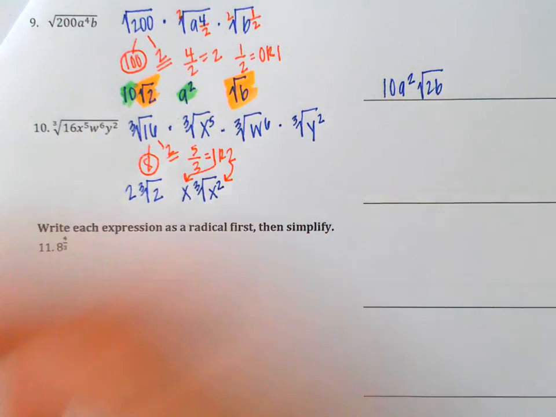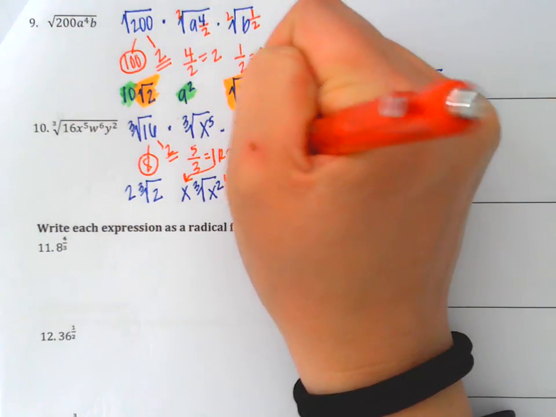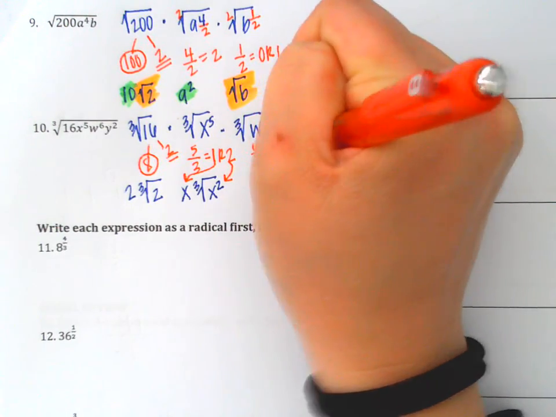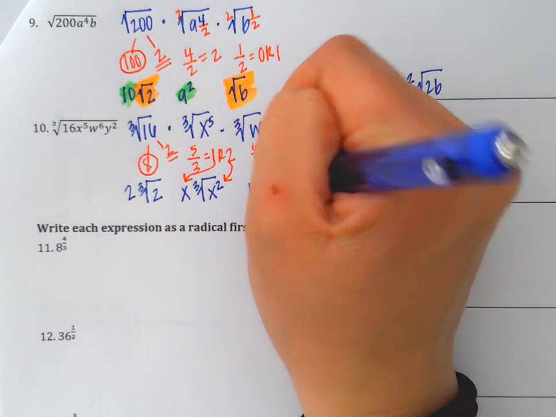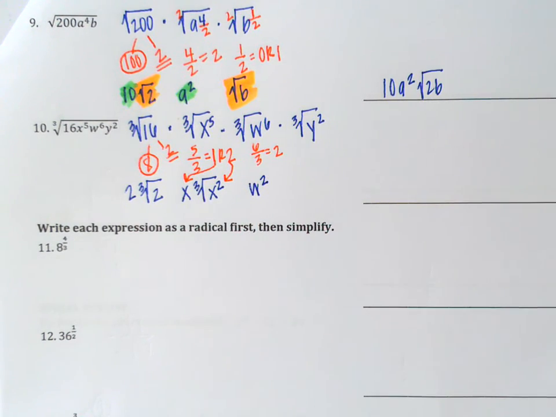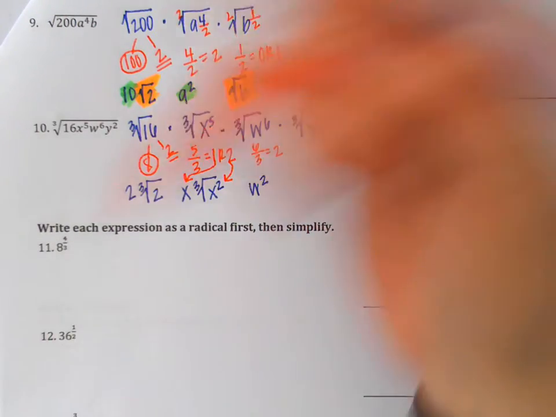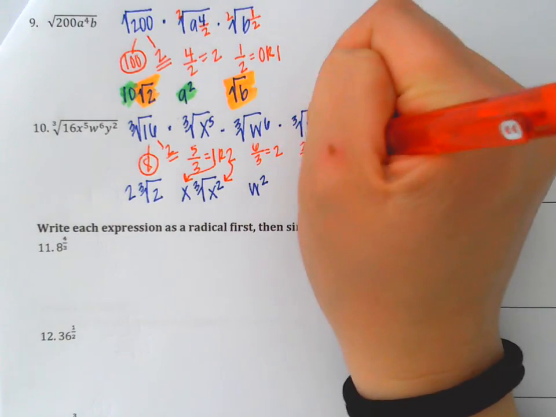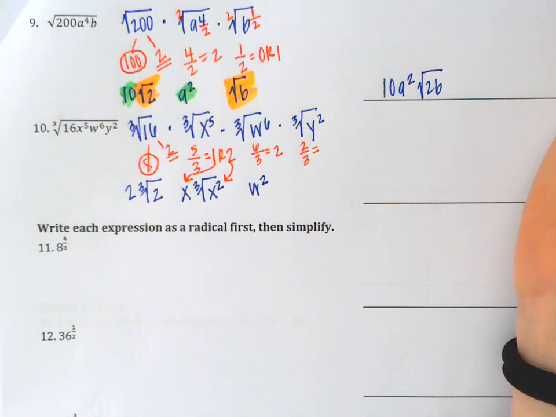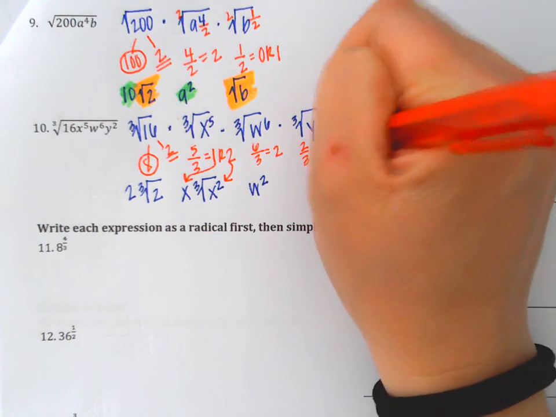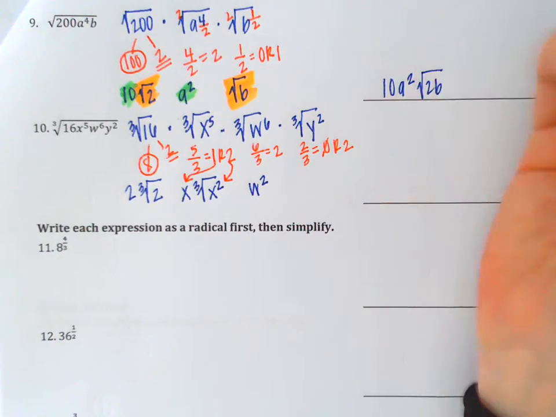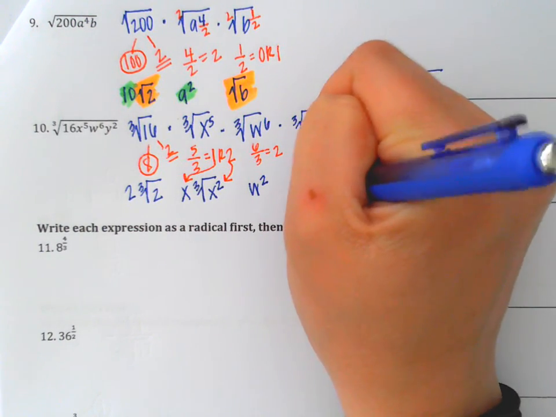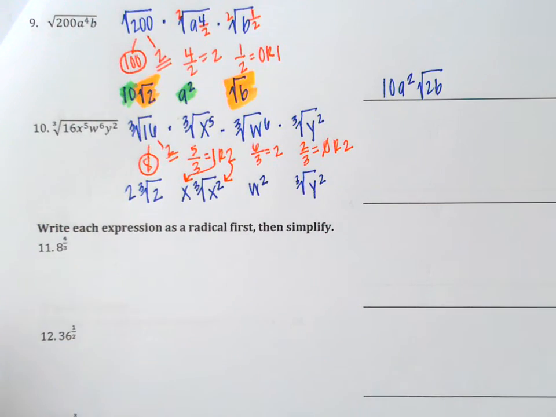W to the 6th power, so we divide 6 divided by 3. Well, that goes in evenly with no remainder. So that means w squared can come out of the cube root, and there's nothing left on the inside. And then last one, 2 divided by 3. Well, 2 divided by 3, it doesn't go in evenly, with a remainder of 2. And so the cube root of y squared just stays as is.